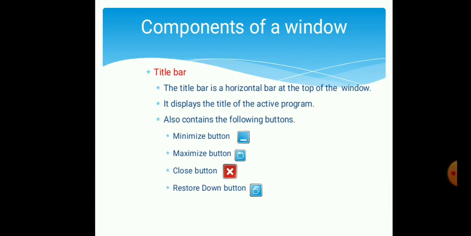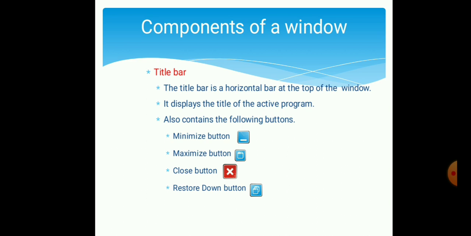Now let us go for title bar. Let us discuss about title bar. The title bar is a horizontal bar at the top of the window. Where can we see the title bar? At the top of the window. In every program, even Paint program, Word program, if you open any program, the first bar at the top of the window is called title bar.